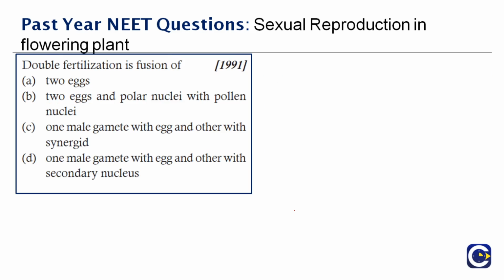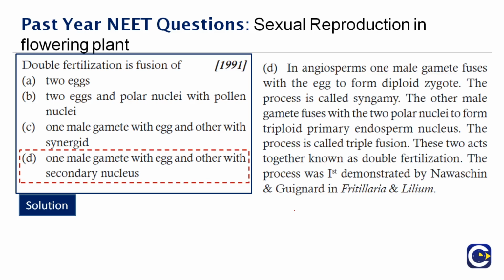Next question. Double fertilization is a fusion of ____. Very easy question, and this question was asked in the year 1991. It is one male gamete with the egg and the other with the two polar nuclei, that is the secondary nucleus. Therefore the right answer will be option D.